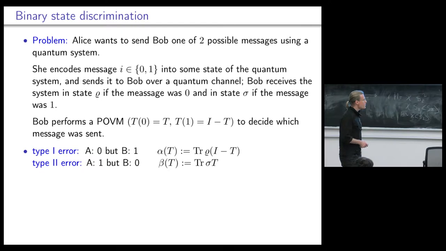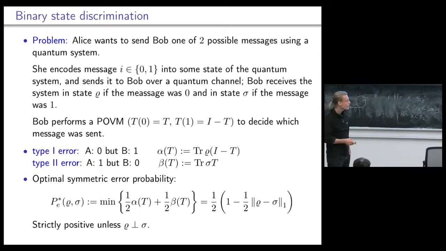Good. And in this case, there are two different ways Bob can make an error in identifying the message. Namely, he can decide that Alice has sent 1, but actually Alice has sent 0. And you can easily compute the probability of this event by this formula. So this corresponds to Alice's message 0, and this corresponds to Bob's measurement operator corresponding to 1. And there is the type 2 error, in which case Alice sends 1, but Bob decides that the message was 0. And again, we can compute very easily the probability of this event. There is no particular reason why they are called type 1 and type 2. It's just to distinguish them from each other.